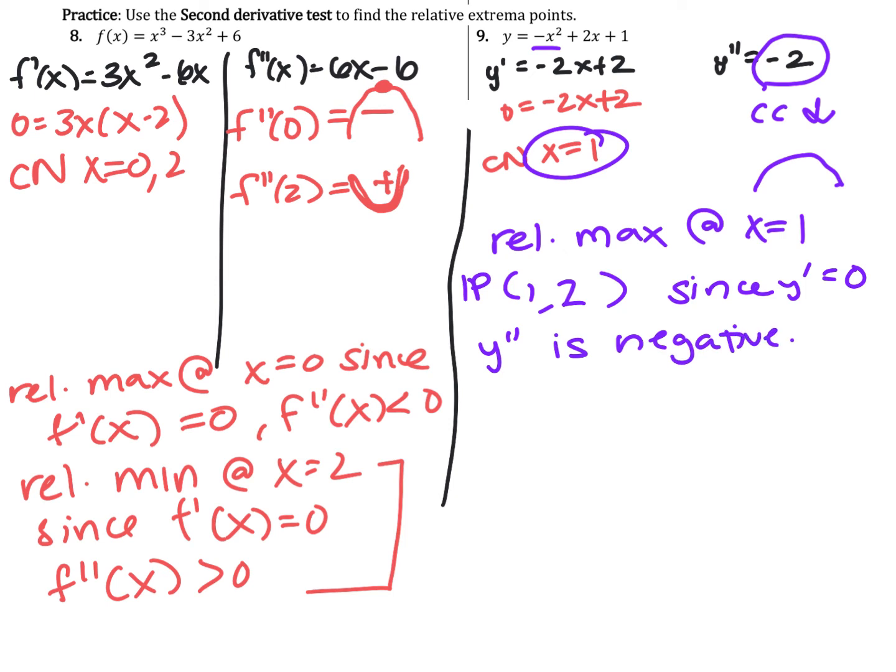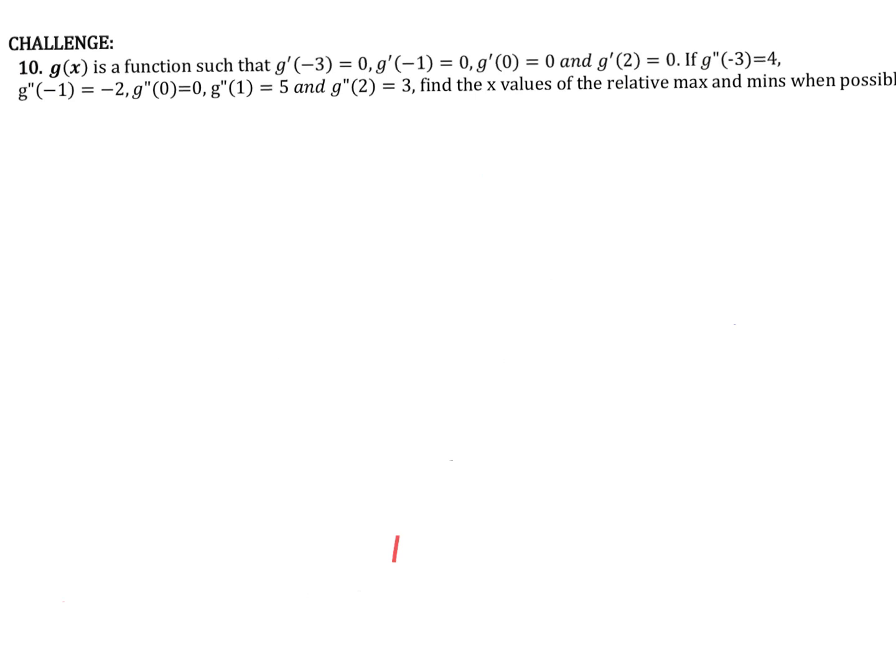We're going to do one last example just to push us a little bit. It's more of an abstract example, and then we're going to recap what we covered in this video. All right, so here is our challenge problem. It says g of x is a function such that, and then we're given a bunch of information. It says find the x values of the relative max and min when possible. And I'm going to add that we should assume that this function is continuous.